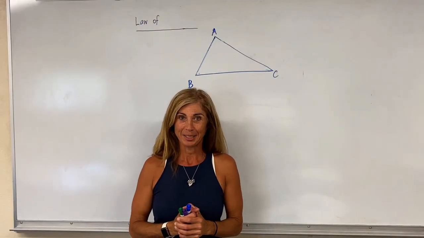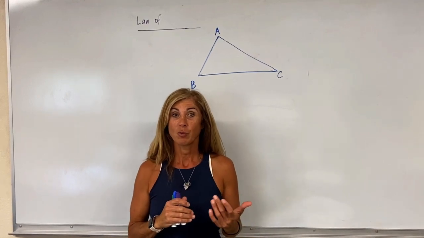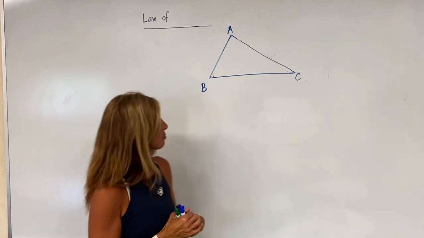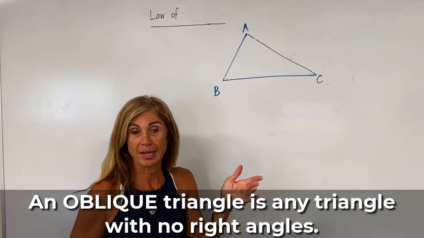Back. I'm Professor Steele, and today we are going to look at another one of our laws that relates to our triangles. Not a right triangle, but our oblique triangles. Recall that an oblique triangle has angles that are between 0 and 90 degrees.